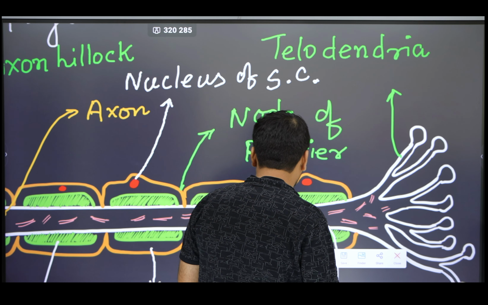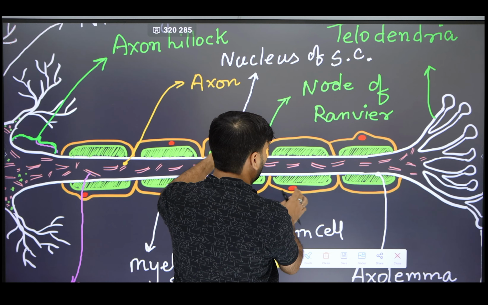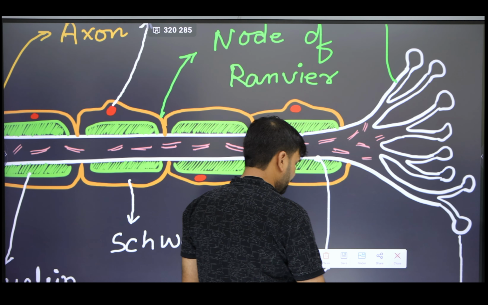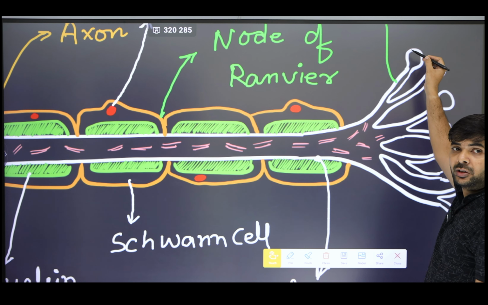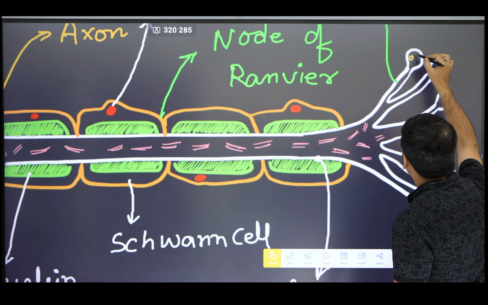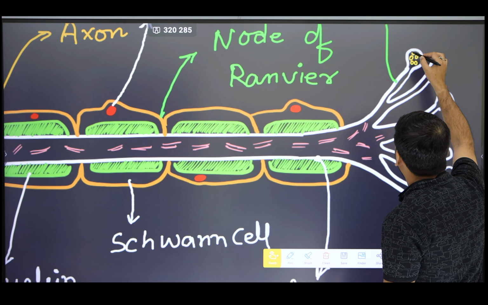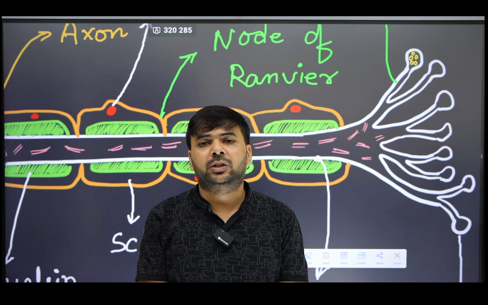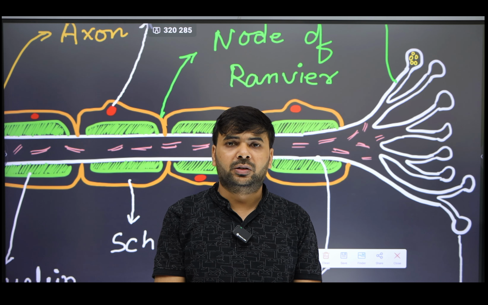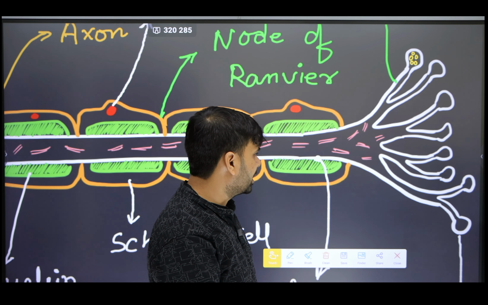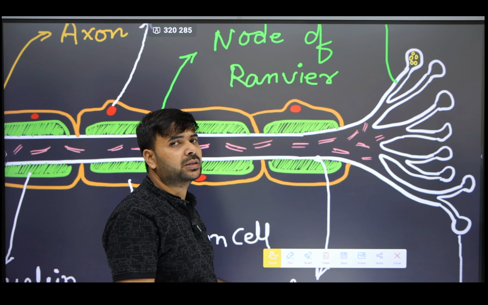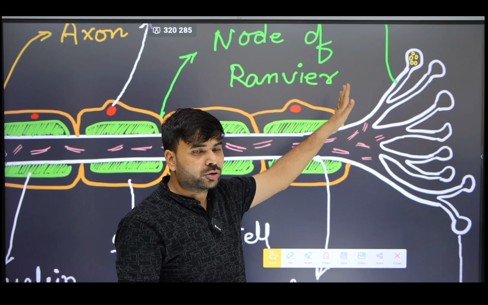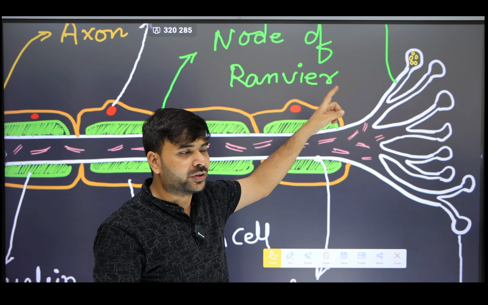Inside the synaptic knob, you will see a large number of synaptic vesicles are present. Synaptic vesicles are loaded with neurotransmitters. Neurotransmitters may be excitatory, may be inhibitory. We'll discuss that in impulse transmission, impulse conduction. So neurotransmitters are filled in synaptic vesicles.